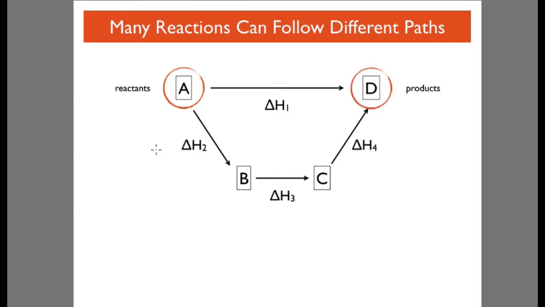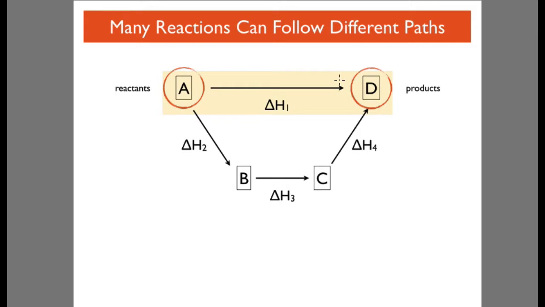If you look at this diagram here, if you have reactants A, and after reaction you get product D, the enthalpy change is delta H1. What we're trying to understand here is that if you do a different reaction and you change reactants A into products B, and then change B into C, and then change C into D, then the overall change here is going to be the same as this change here. The total enthalpy change of this route is going to be the same as this route.